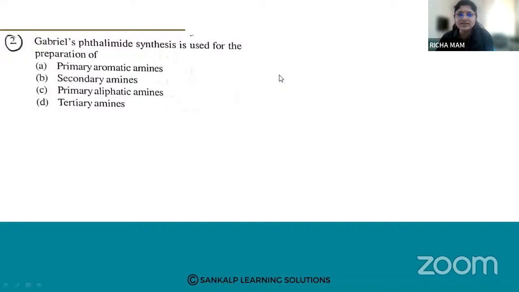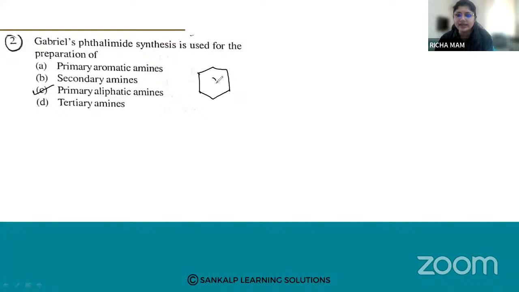Vedvati has answered A. Tasmia has answered C. Vedvati has answered C, and Basava has also answered C. So in Gabriel phthalimide synthesis, what we obtain is a primary aliphatic amine. How is this reaction possible?